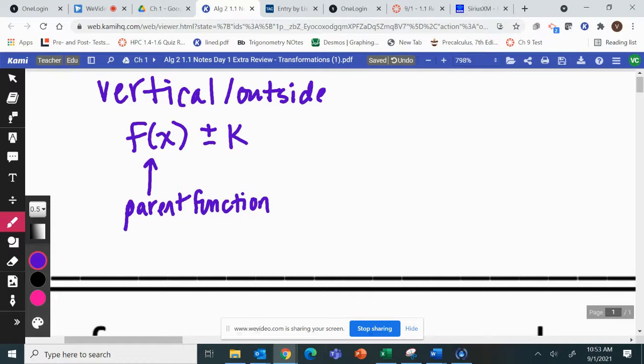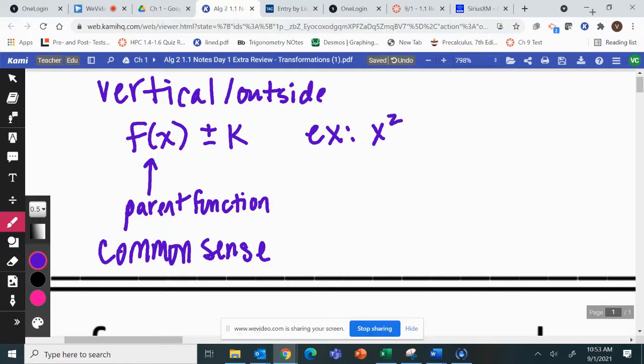And then does anybody remember about the common sense part if it's vertical? Is it common sense or not common sense? Common sense. So let me throw some examples in there. Example could be x squared plus 2, x squared minus 9, or maybe a negative x squared. All of those are outside of the x squared.